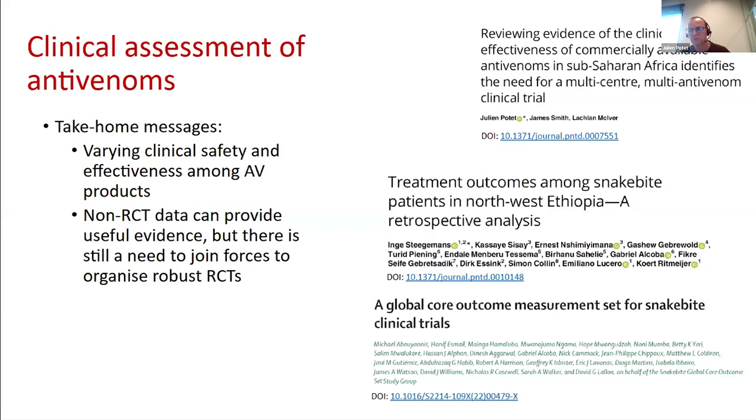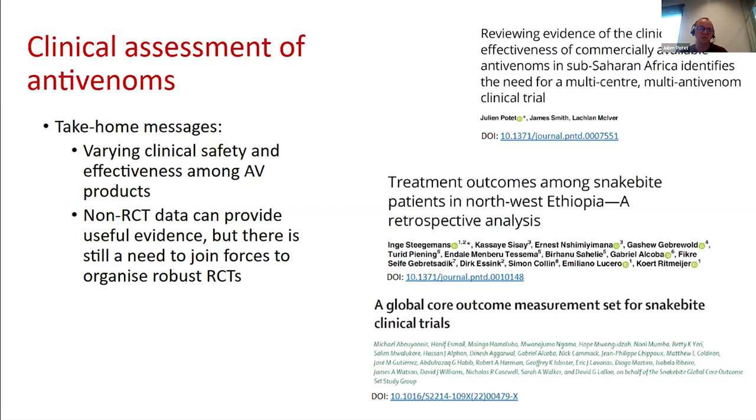it's quite difficult to implement a randomized clinical trial. It requires a lot of resources, and so far we haven't been able to do that. So we try to provide non-RCT data. This is useful evidence, but there is still a need, I think, to collaborate with other groups in order to organize robust randomized controlled trials to compare the different antivenoms between themselves.